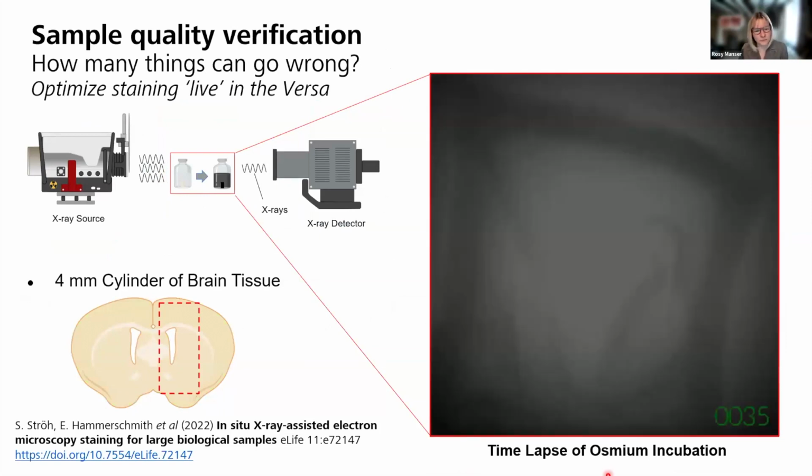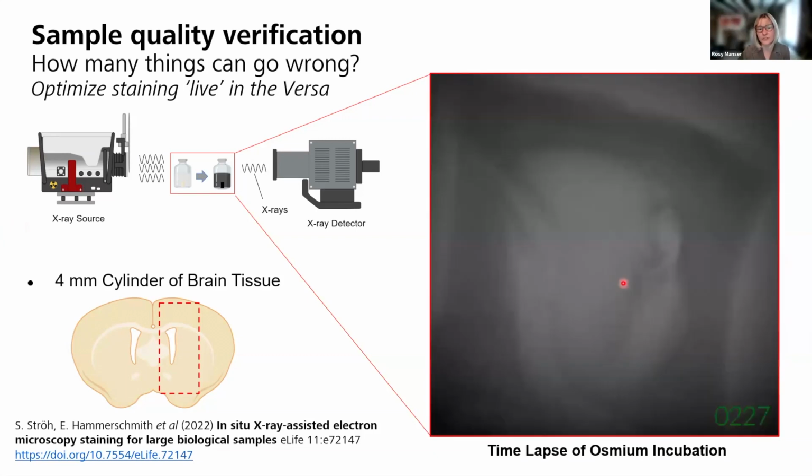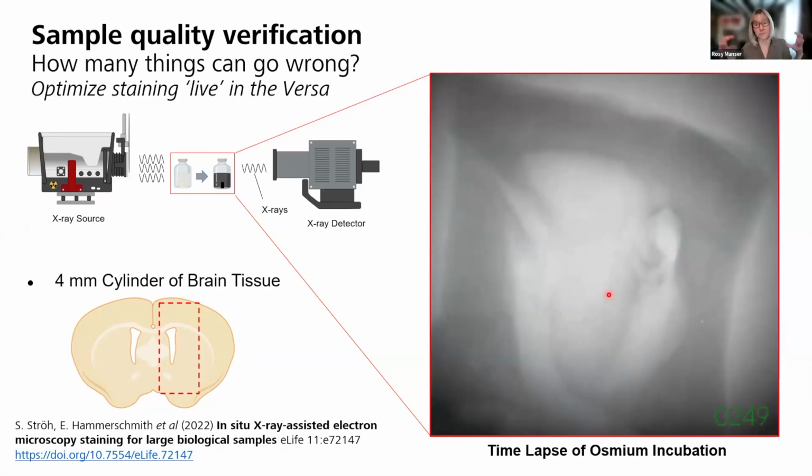Another way of being able to use X-ray technology, this time actually live inside the system. So this is a 4mm cylinder of brain tissue that's been put inside the X-ray instrument inside osmium. So you have osmium going live into the specimen, and it was imaged in the end for a total of 56 hours. What you're seeing here are the two-dimensional projection images as that osmium makes its way from the outside to the inside of the sample.